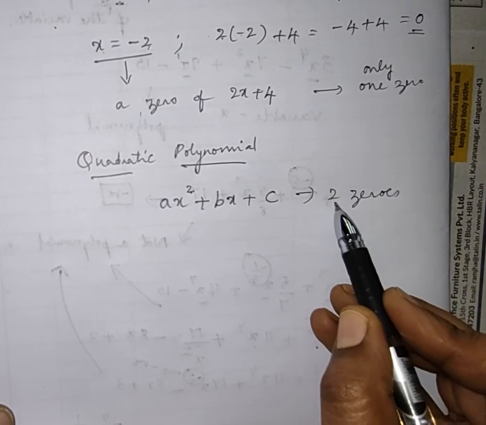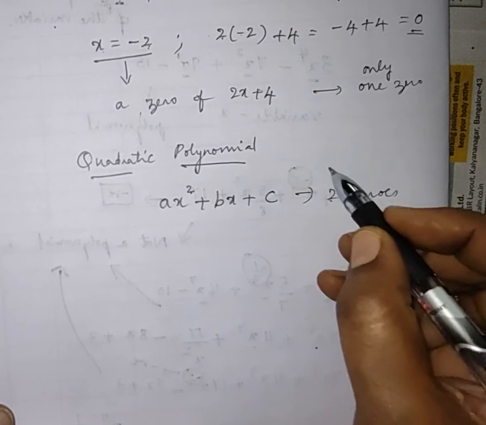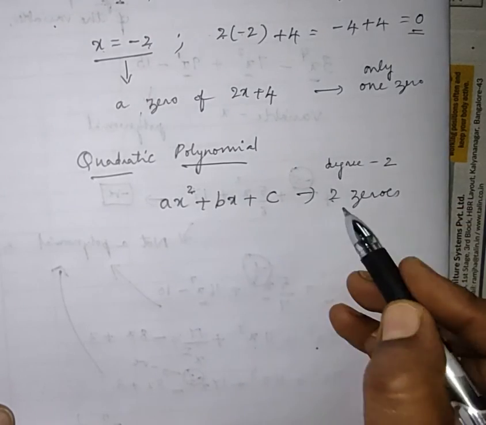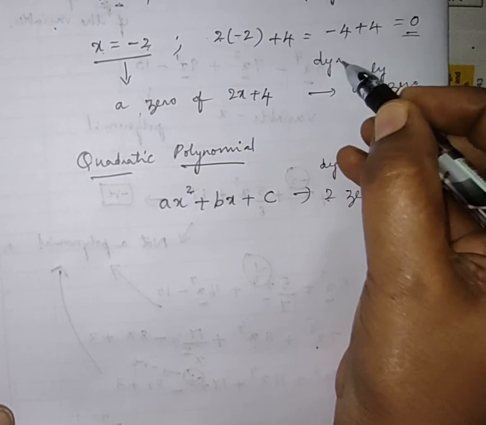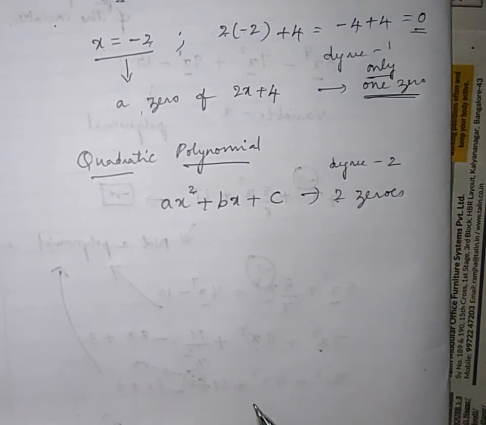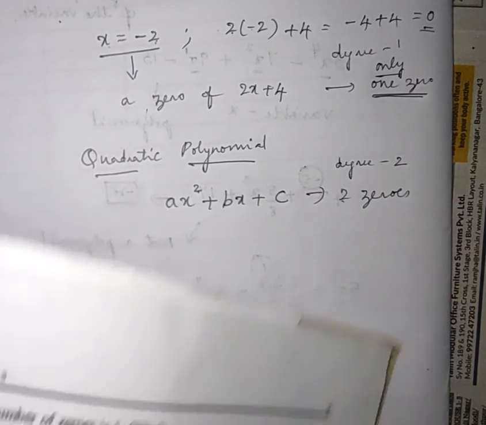So how can you find the number of zeros? By seeing the degree. Degree of the polynomial is 2, so the quadratic polynomial will have 2 zeros. Degree of the polynomial is 1, so it will have only 1 zero. Now let's see how to find zeros from a graph.